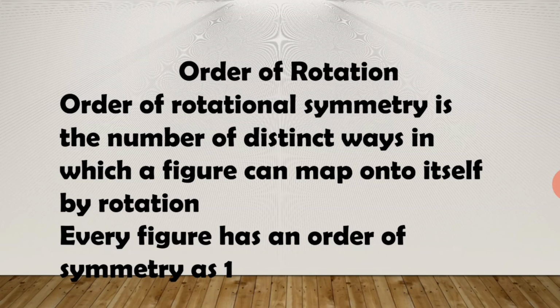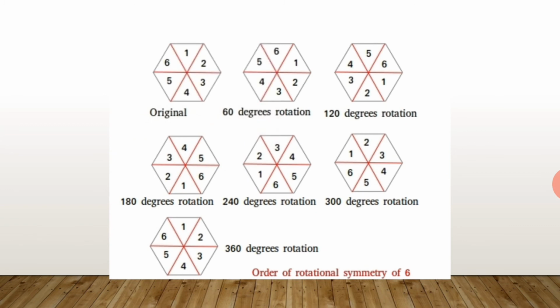Now, we will see the order of rotation. The order of rotational symmetry is the number of distinct ways in which a figure can map onto itself by rotation. Every figure has an order of symmetry of at least 1. All the images have the order of symmetry as 1. So, what is the order of rotational symmetry? It is the number of distinct ways in which a figure can map onto itself by rotation. How many times it maps to itself by rotation is called the order of rotation.